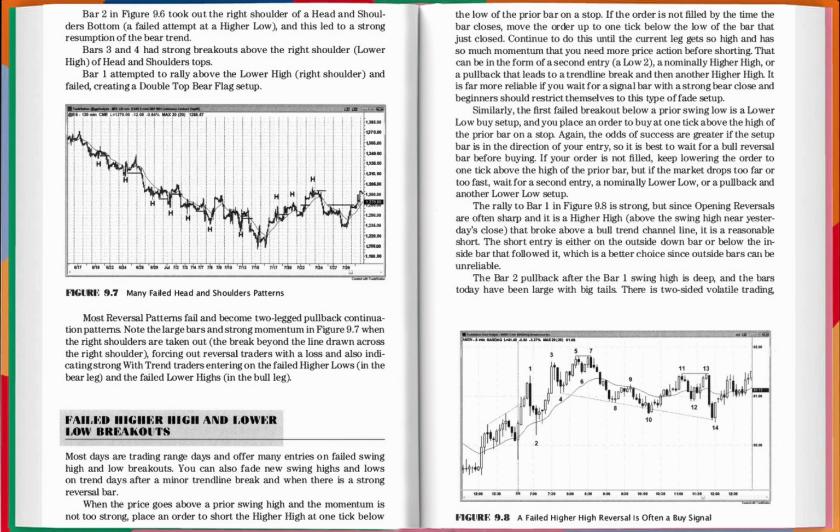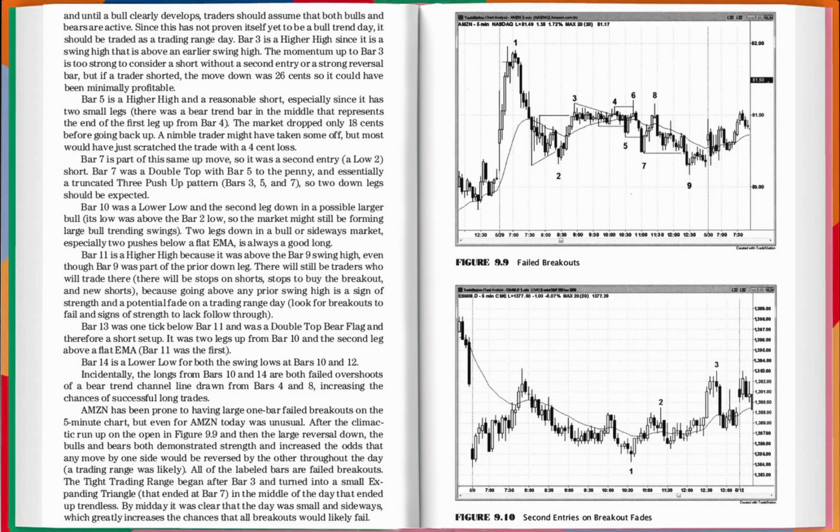The bar 2 pullback after the bar 1 swing high is deep, and the bars today have been large with big tails. There is two-sided volatile trading, and until a bull clearly develops, traders should assume that both bulls and bears are active. Since this has not proven itself yet to be a bull trend day, it should be traded as a trading range day.